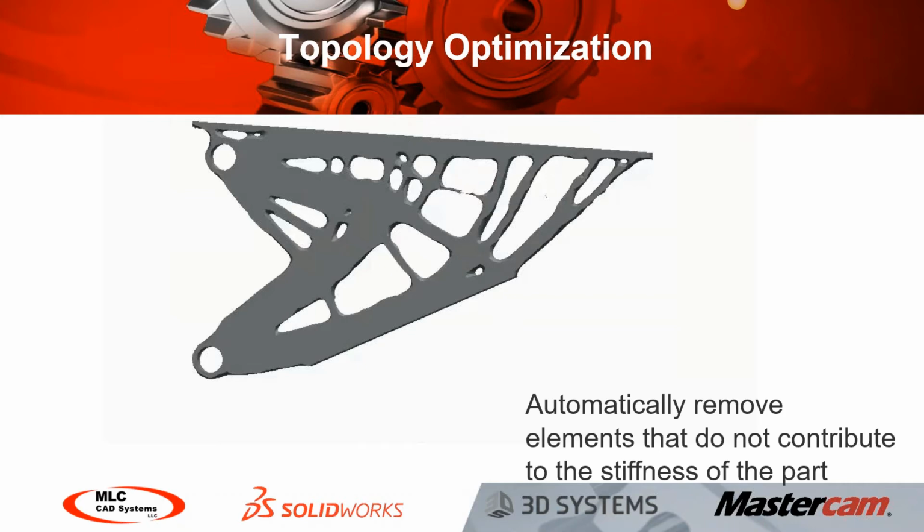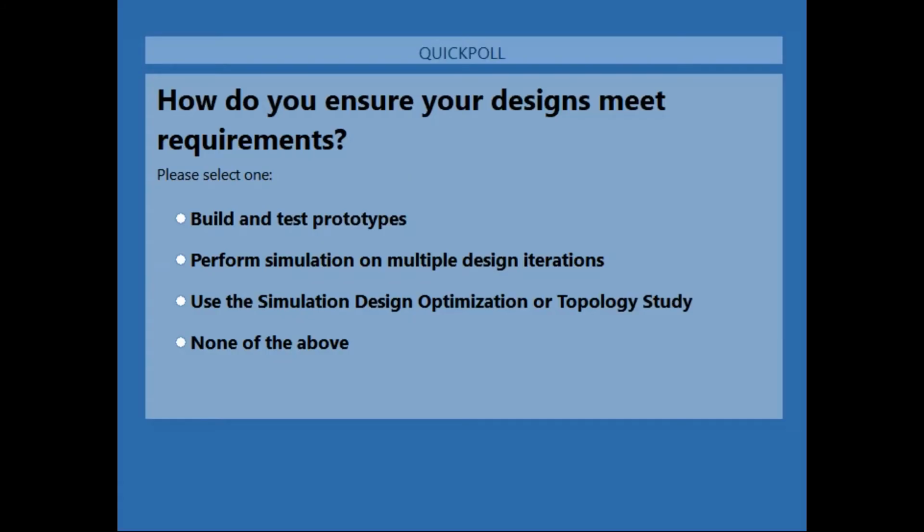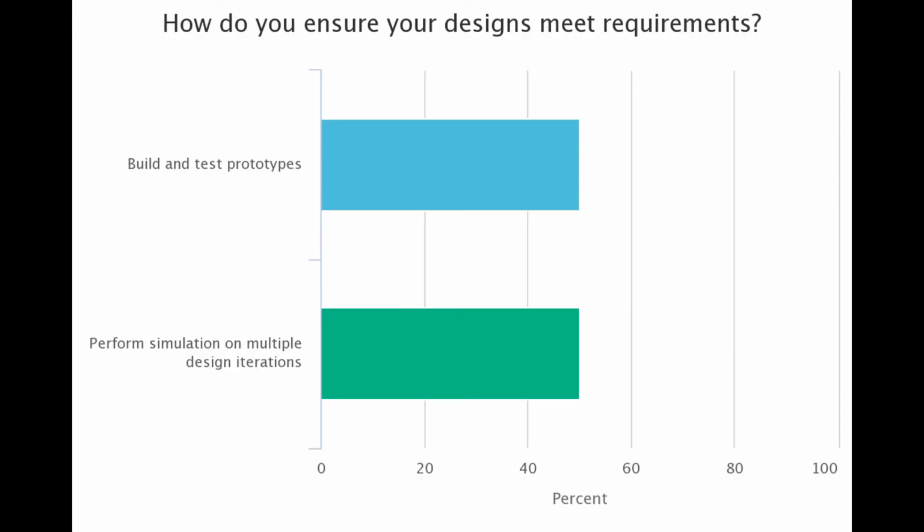So before I go into SOLIDWORKS, I want to look at our second poll question. How do you ensure your designs meet requirements? Are you building and testing prototypes, performing a simulation on multiple design studies, or are you already using the design study or topology study? So it looks like about half of you build and test prototypes, the other half are using simulation. Doesn't look like anybody's using the topology study yet, and it's brand new, so hopefully after this discussion, maybe you'll give it a try and see how it can benefit you.